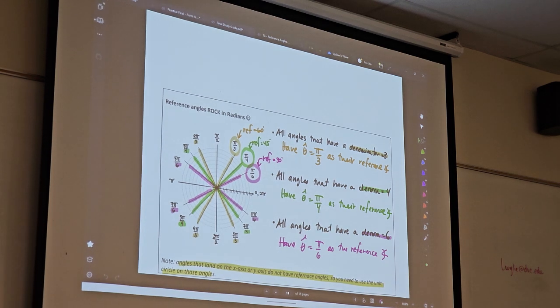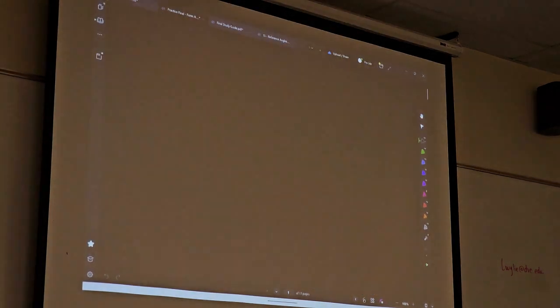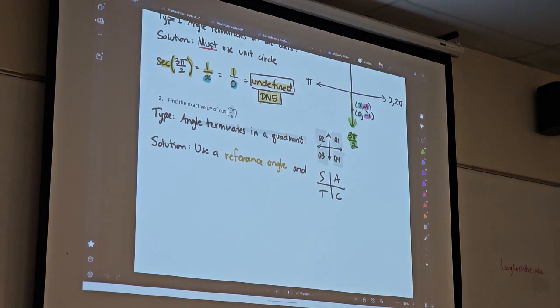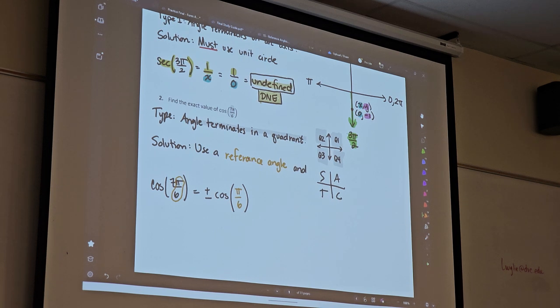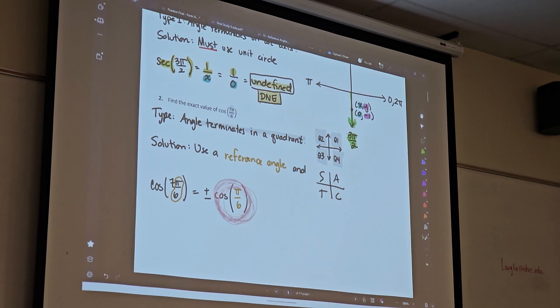So the only question you have to ask yourself is, is the cosine of the angle they gave you the same, or do we need to make it negative for the cosine of the reference angle? Pi over 6, I'm just looking at it right there. And to answer that question, cosine of pi over 6, that is in quadrant 1. That is right triangle trig. That is SOHCAHTOA. That answer is positive.